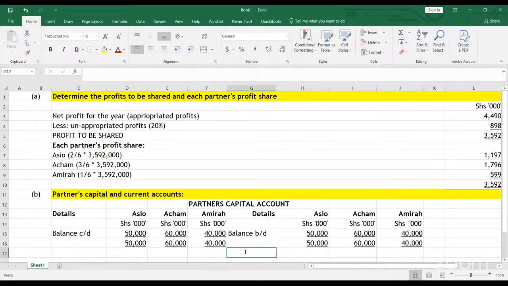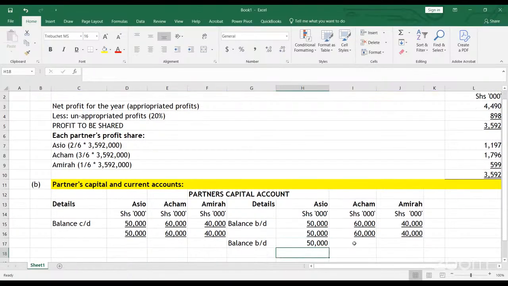Then at the start of the next financial period, there will be a balance brought down, which will still be 50K for ASIO, 60 for Acham, and then 40 for Amira. That is the capital account balance. Those are the capital account balances, and that is the partners' capital account. That's how we prepare it. But it strictly records only the capital contributions of the partners.